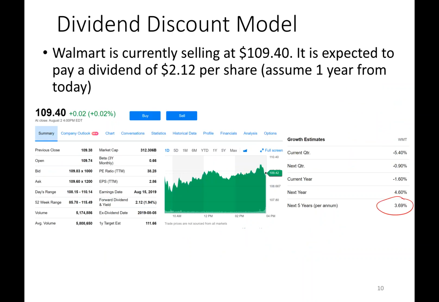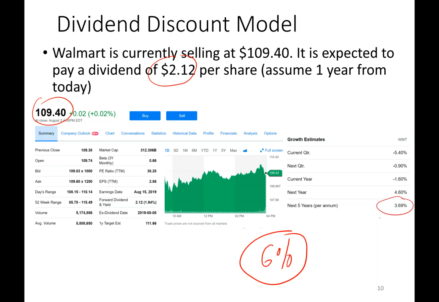So let's look at Walmart. Walmart, at the time of this analysis, was trading for $109. And it was about to pay a dividend of $2.12 next year. So let's assume that's an analyst estimate of $2.12 per share 1 year from today. And let's assume that we demand a 6% return for Walmart. So as a shareholder, I want to get a 6% return. It's a relatively safe stock.